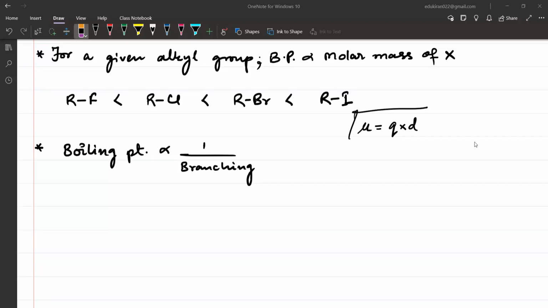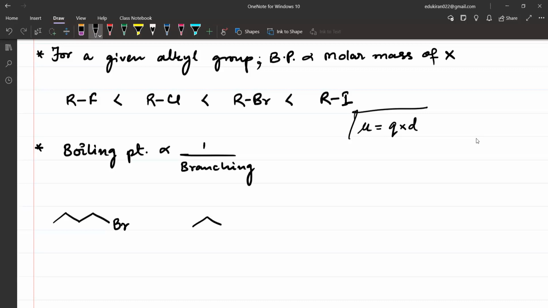Okay, fine. Now please. It is inversely proportional to branching. Let us suppose I am taking 4 carbon atoms, and a Br group. Now we have here 1, 2, okay, I have taken 5 carbon atoms. My bad. Let me take 4 only. 4 will do the work. 1, 2, 3, 4, and we have Br atom.